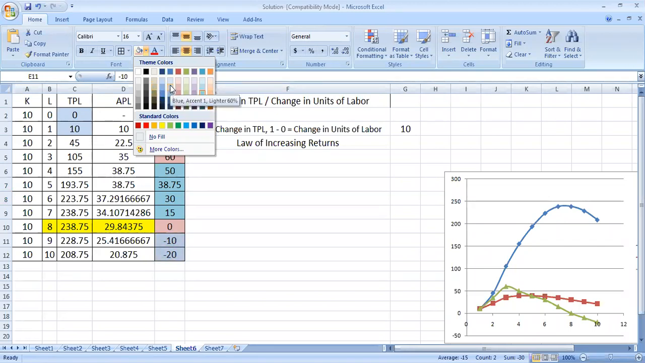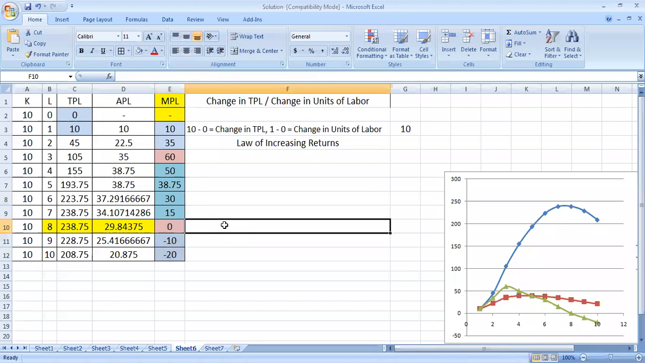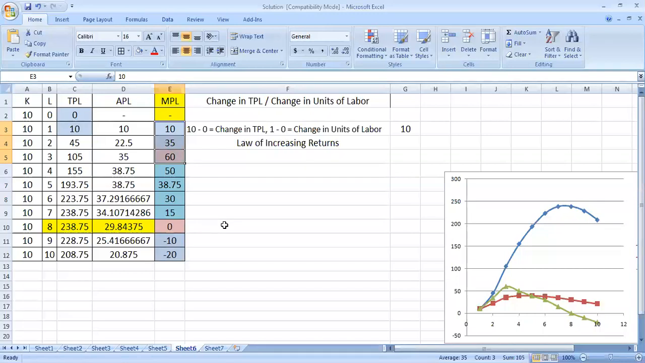If you could just see the value. So now look at the column of marginal product of labor. Initially, it is following law of increasing returns. The value of marginal product of labor is increasing from 10 to 35 to 60. These are just hypothetical values. You could assign any value of your choice, right?